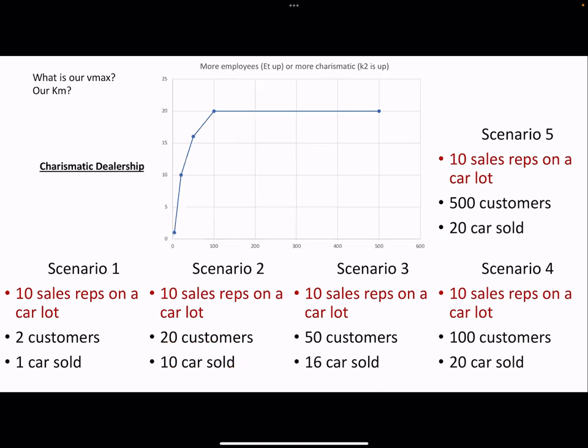And what if the opposite happens? So now we have more employees or just more charismatic employees. Again, we have 20 cars sold, and half of that is going to be 10 cars, and that's going to be associated with 20 customers. Again, the KM has not changed, right? It's just the Vmax that changed. And so Vmax would be 20 and KM is 20.